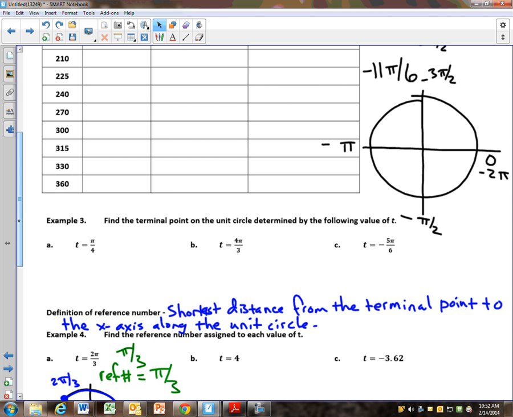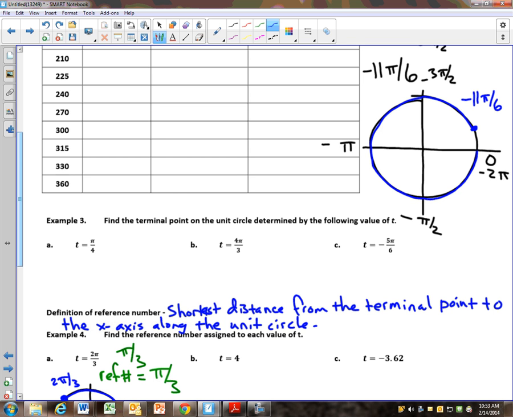180 degrees divided into 6 parts is 30 degrees. So we're going to do 11 30-degree increments in the opposite direction. 1 pi over 6, 2 pi over 6, 3 pi over 6, 4, 5, 6 pi over 6, 7, 8, 9 pi over 6, 10, 11. We traveled a total of negative 11 pi over 6.